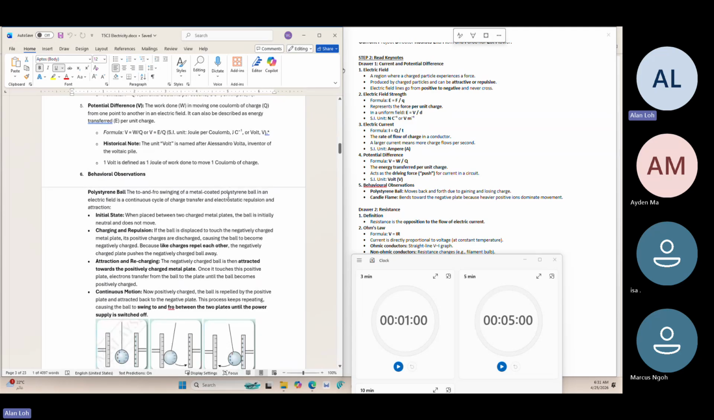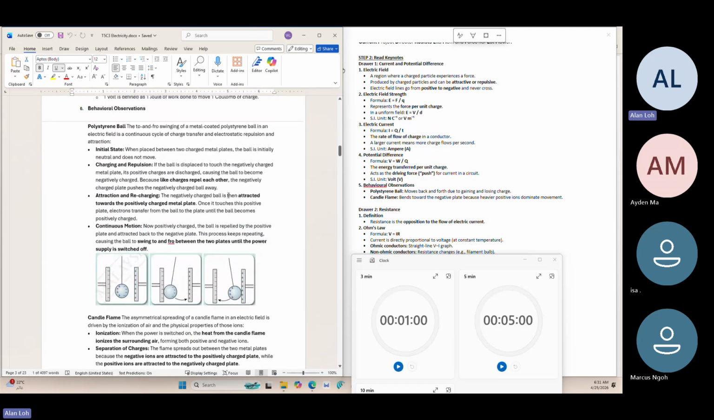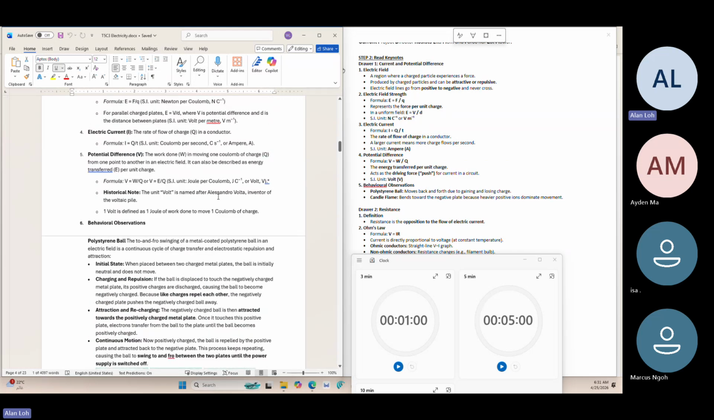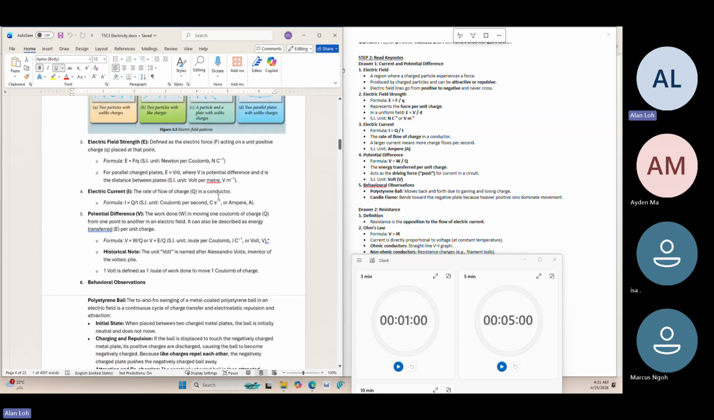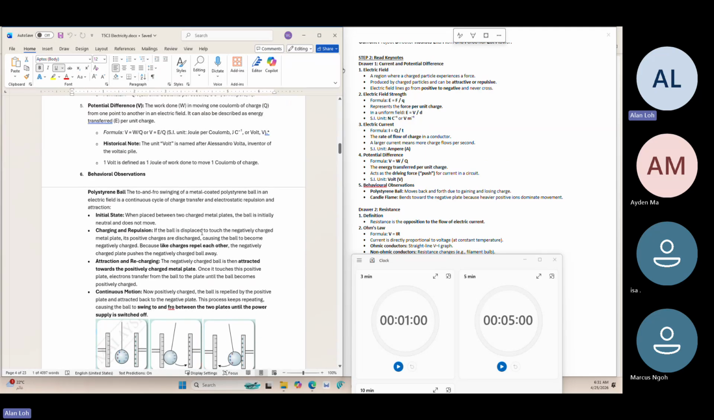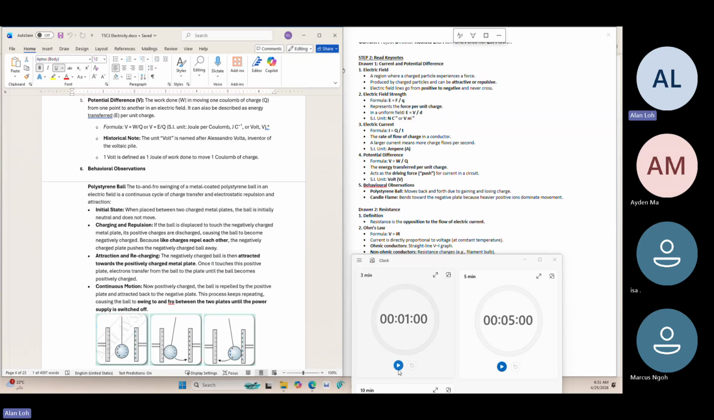So let's do this. Let's do the second part for 1 minute. The candle flames, I'll cut it for the third part. Let's do from potential difference until the polystyrene ball. 1 minute.